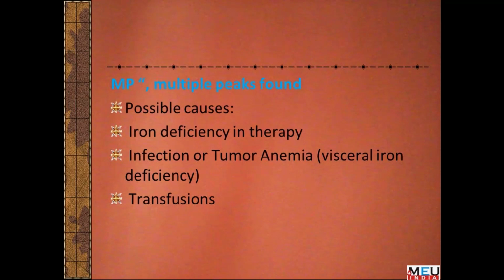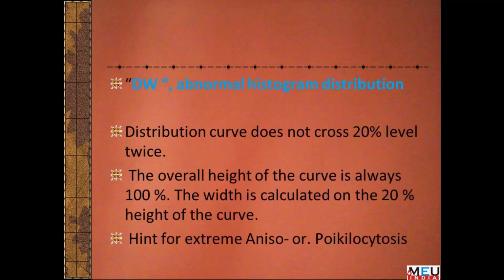Dimorphic anemia, as a result of giving iron to an iron deficiency patient, also causes problems. Then an abnormal distribution curve of the histogram also causes extreme anisocytosis or poikilocytosis. If the overall height of the curve is normally taken as 100%, the width is calculated at 20% of the height of the curve.